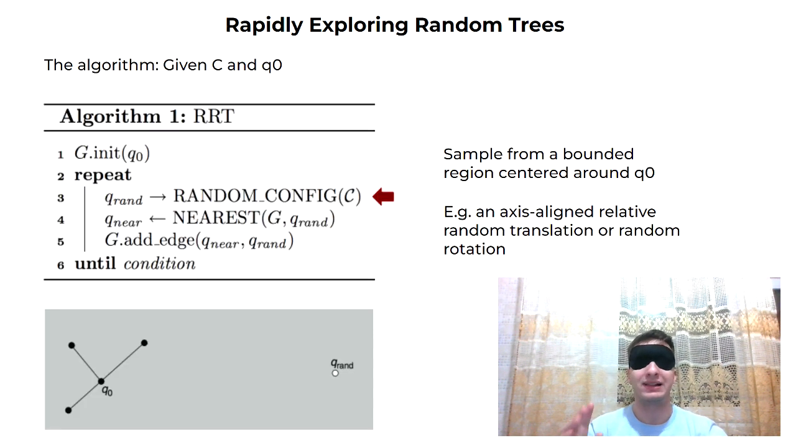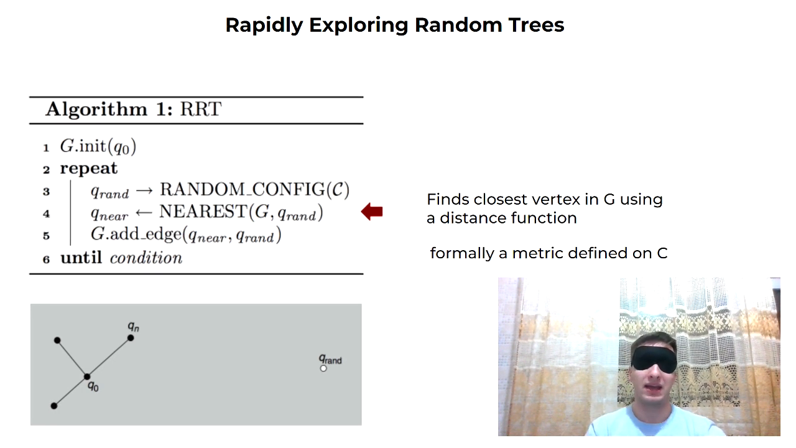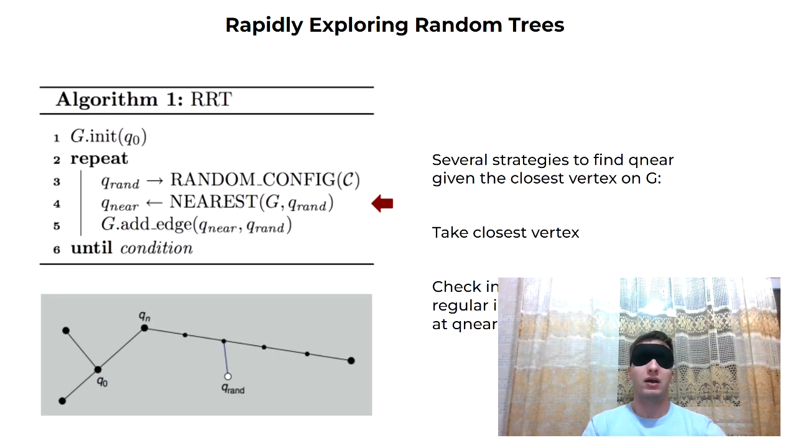Let's say we have configuration space C and initial position Q0. The first step of the algorithm is to randomly select a point within the configuration space. Next, on the created map G, we find the closest point to the generated one. Then a vector is created between the closest and random points.